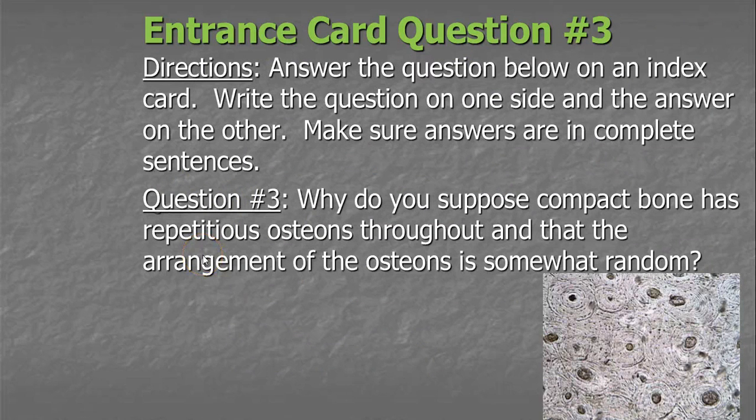Interest card number 3. Answer the question below. Question on one side, answer on the other. Why do you suppose compact bone, which is that dense outer portion, has the repetitious osteons throughout, and that arrangement of the osteons is somewhat random? Why do you suppose compact bone has repeated osteons that are random in location throughout compact bone? What would be the function or the purpose of that?